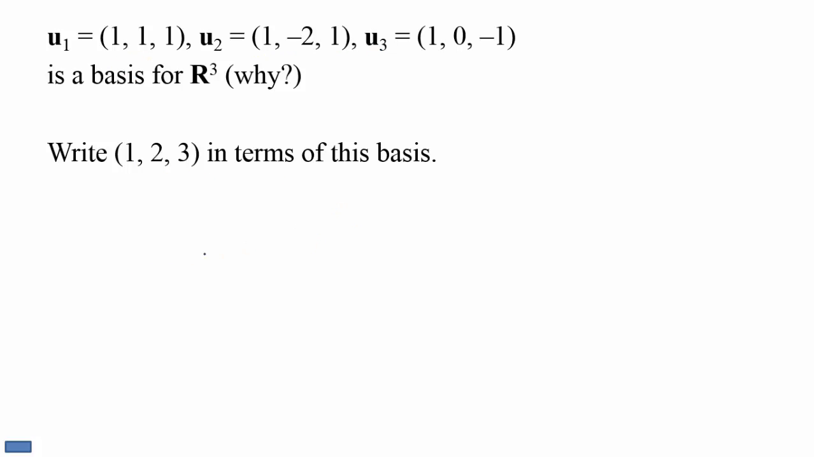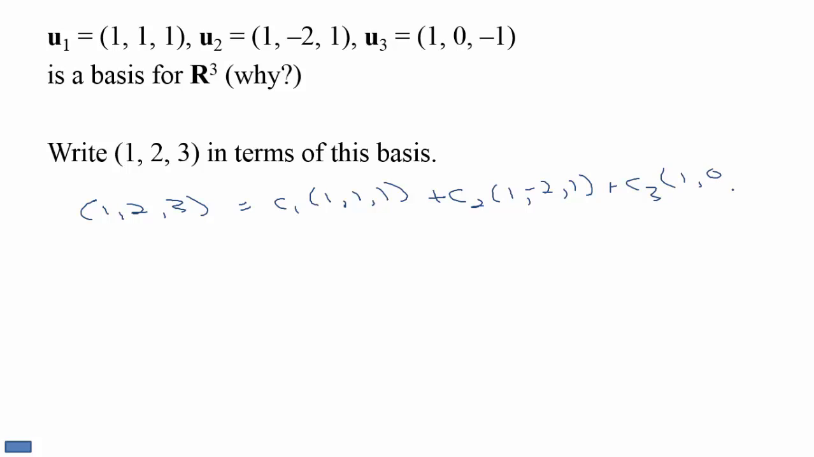So let's say we have some other vector, 1, 2, 3, and we want to decompose it in terms of this basis. So I'm basically saying, okay, how could I write 1, 2, 3 as some scalar times 1, 1, 1 plus some scalar times 1, negative 2, 1 plus some scalar times the third basis vector 1, 0, negative 1. And normally when we do this, we would have to make these the columns of a matrix, and then we'd have to solve that matrix, but it's much easier because our basis is orthogonal.